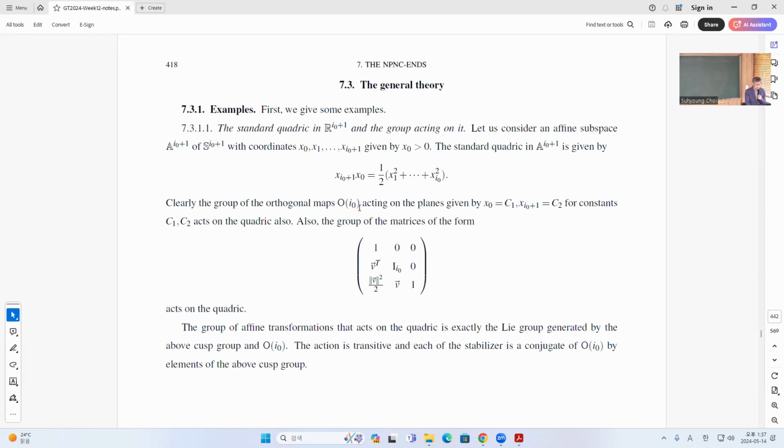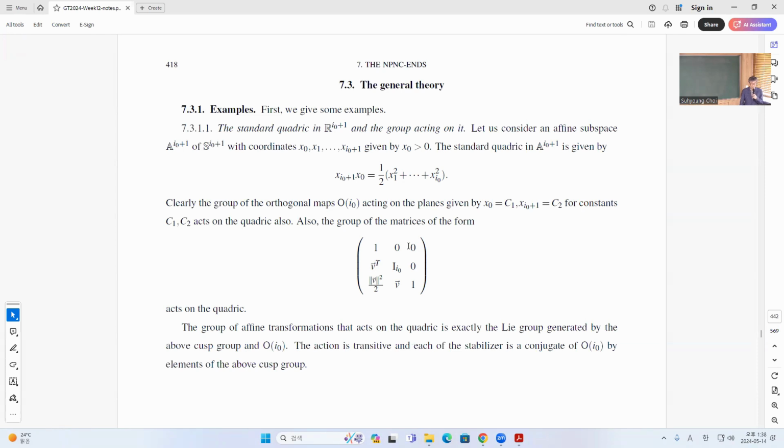And the group of orthogonal maps acts on any of these I0. So these are ones acting on the 1 to I0 coordinates. Okay. So it will act on these, these are constant, and they will act on there. And so the group of matrices of this form will act on this quadric. So V is of course in this I0 dimensional vector space. Okay.